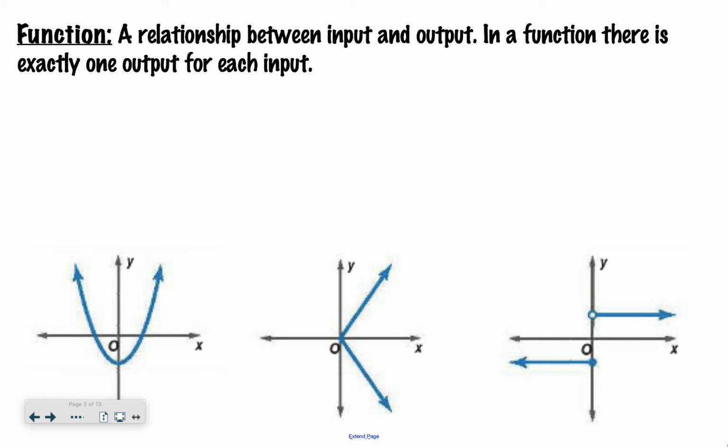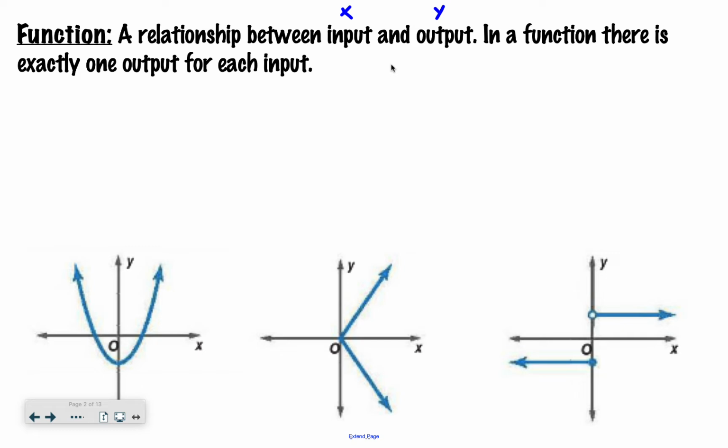First of all, a function is a relationship between input and output. Usually our input is what we call x, and output is what we call y. So input is x, output is y. And in a function, there's exactly one output for each input. We'll get into that a little bit more in the next couple of slides.